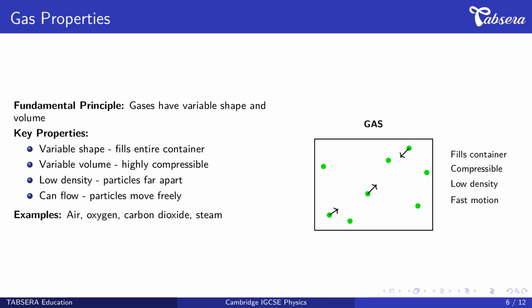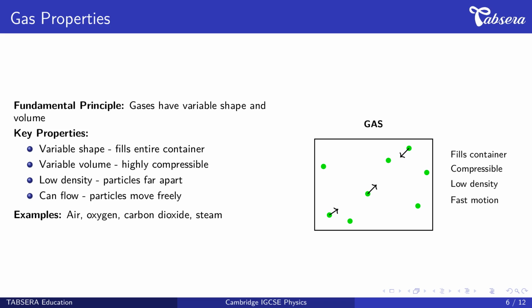Our third core concept covers gas properties. The fundamental principle states that gases have variable shape and volume. This means gases expand to fill any container completely. The key properties are: first, variable shape. Gases fill the entire container shape. Second, variable volume. Gases are highly compressible. Third, low density. Particles are far apart compared to solids and liquids. Fourth, can flow. Particles move freely in all directions. Examples include air, oxygen, carbon dioxide, and steam.